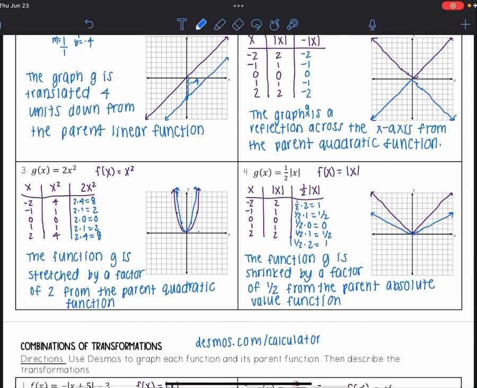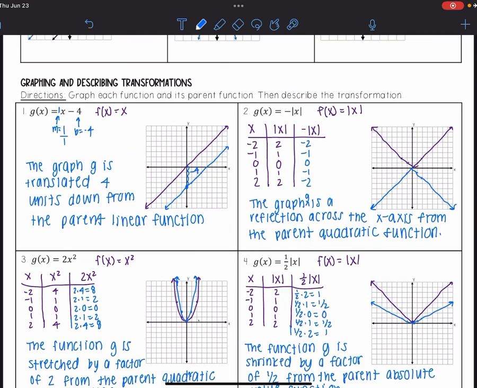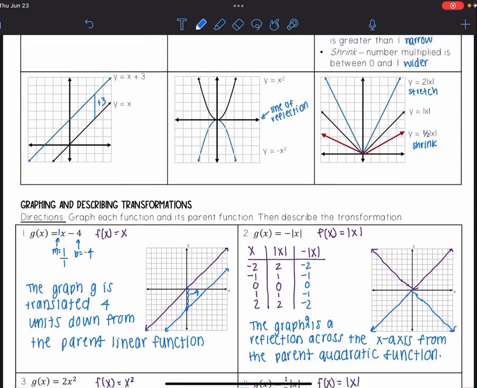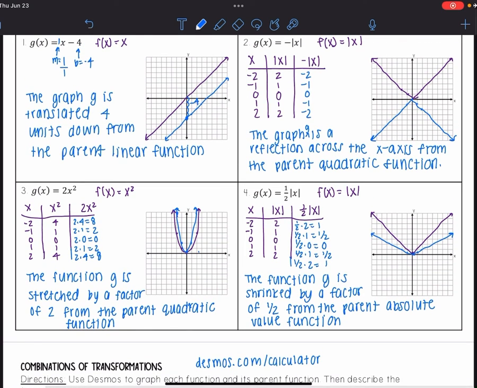And so we notice from this graph that my function g, which is here in blue, is wider than my parent function. And so we talked about up here, when it's wider, then we know that it is shrunk. And we also know this because the number multiplied out in front is between 0 and 1, because the number multiplied is 1/2. It's between 0 and 1, so we also know from that that this is a shrink. And so I can say that the function g is shrunk by a factor of 1/2 from the parent absolute value function.